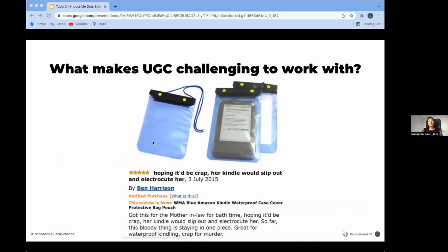Okay, so this one is my favorite. So if we see that here is a review of an Amazon product, this person says that he got his mother-in-law for the bath time and hoping it would be crap. Her Kindle would slip out of it and electrocute her. And he says that so far, this bloody thing is staying in one piece. So great for waterproof kindling, but crap for murder.